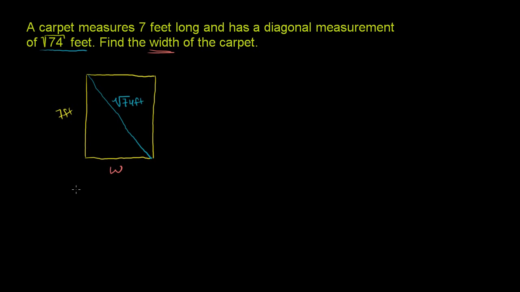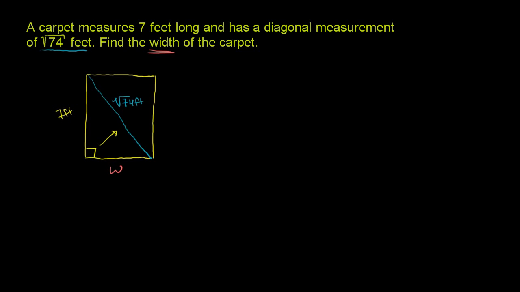Now, you might already realize that what I've drawn here is a right triangle. Let me make sure you realize it. This is a 90-degree angle here. And since that is a triangle that has a 90-degree angle, it's a right triangle, the side opposite the right angle, or the 90 degrees, is the hypotenuse, or the longest side. It is the square root of 74. And the shorter sides are W and 7.